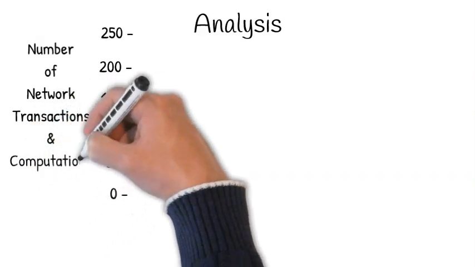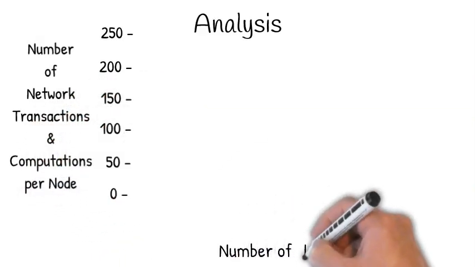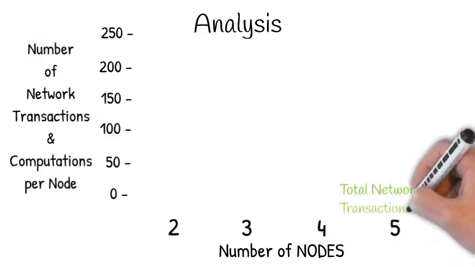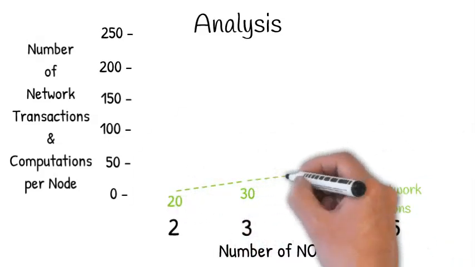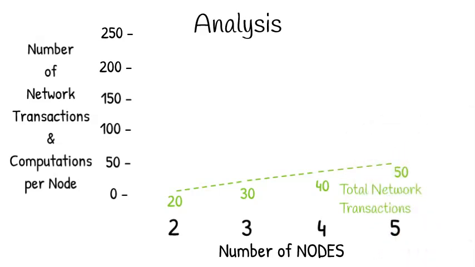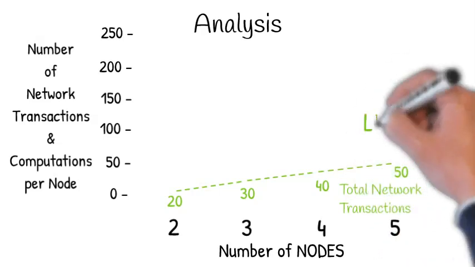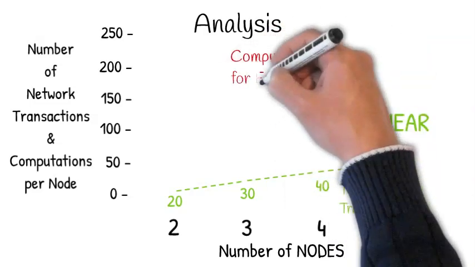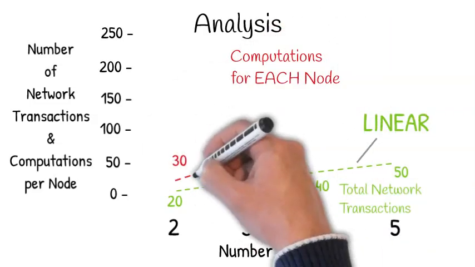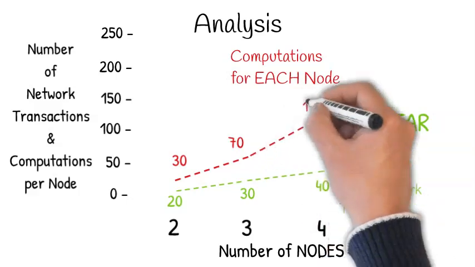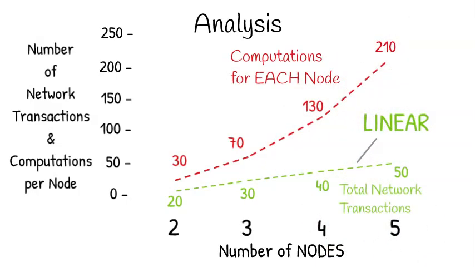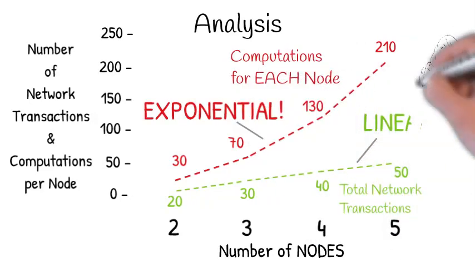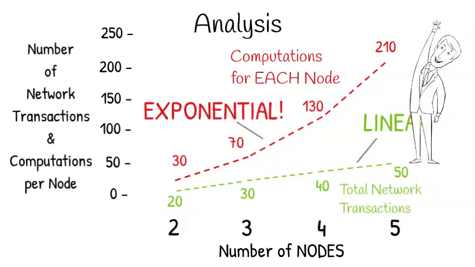There are the number of network transactions and the computations per node on the y-axis and the number of nodes on the x-axis. The total number of network transactions increases from 20 to 50 as a straight line. It's a linear progression. The computations per node, however, expand exponentially. 30 with 2 nodes, 70 with 3 nodes, 130 with 4 nodes, and 210 with 5 nodes. You can see the acceleration of the line upwards.